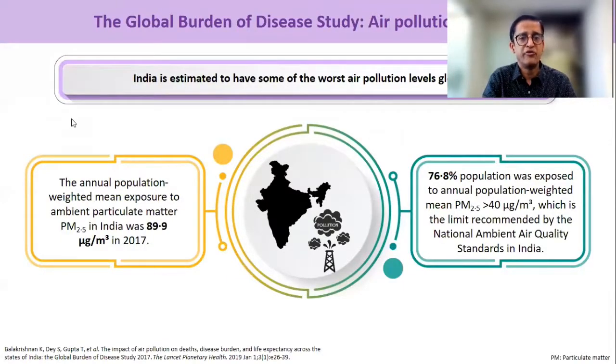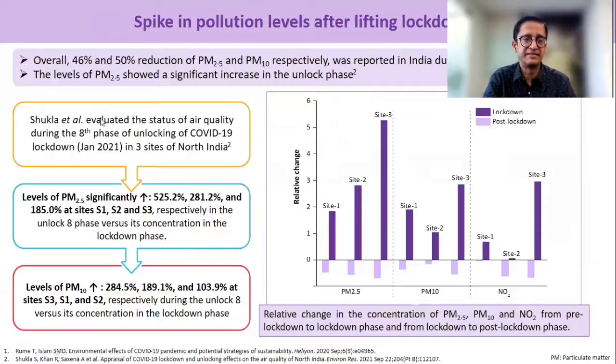What does the Global Burden of Disease study say about air pollution in India? So air pollution levels, like we have said, in India are the worst globally. The annual population-weighted mean exposure to ambient particulate matter was about 90 in 2017. And lo and behold, more than 3/4 of the population, 76.8%, is exposed to annual population-weighted mean PM 2.5 of more than 40, which is the recommended level by the National Ambient Air Quality Standards of India. So far higher than what is recommended even by Indian standards.